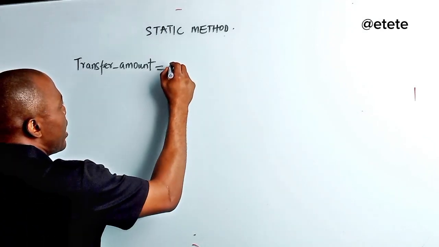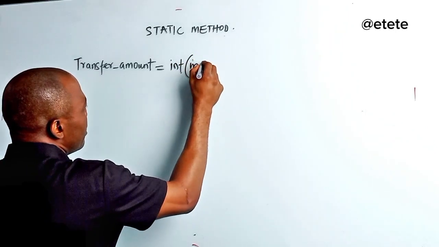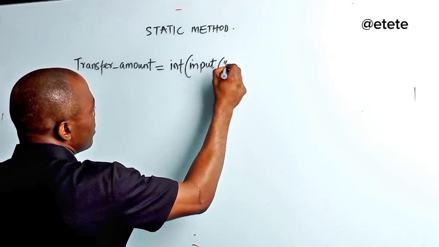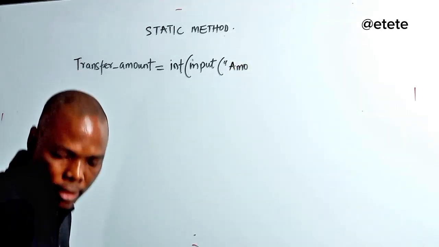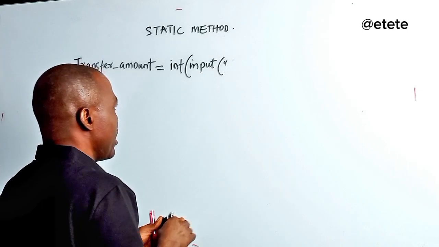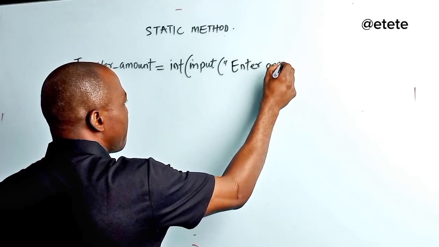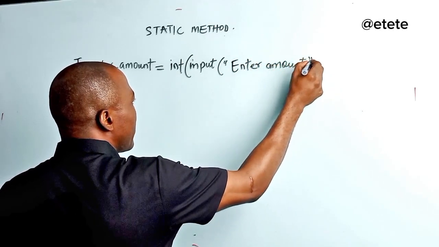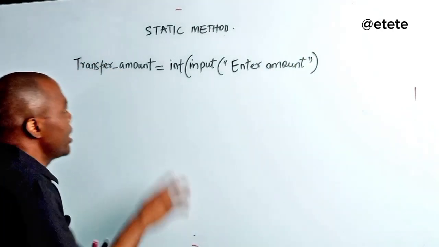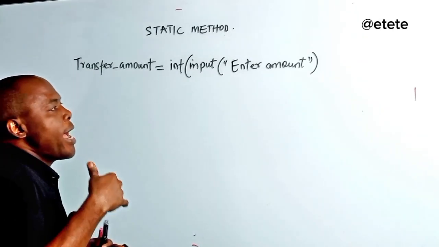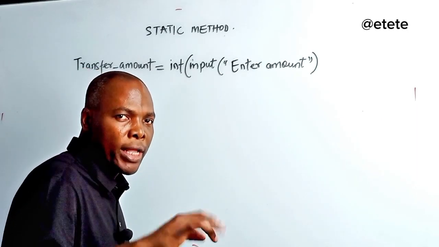So what I will do is I will call int, then I will say input, and then I will say enter amount. Okay, so this is a variable that I've created. Now, what is the function of this variable? I want this enter amount to be displayed on the screen so that the user will enter the amount.